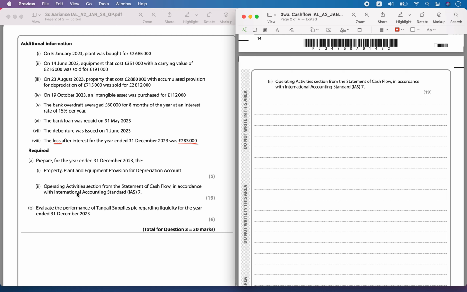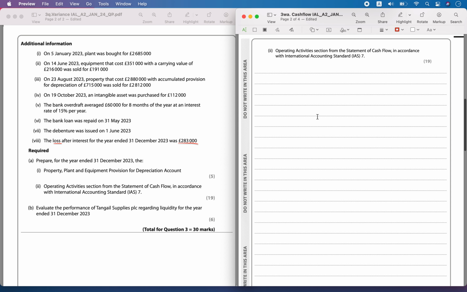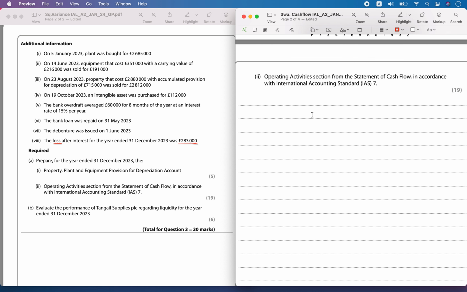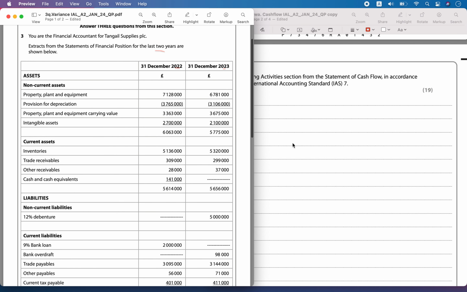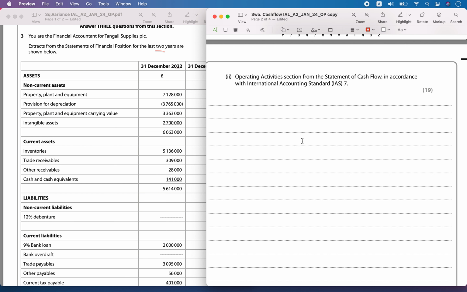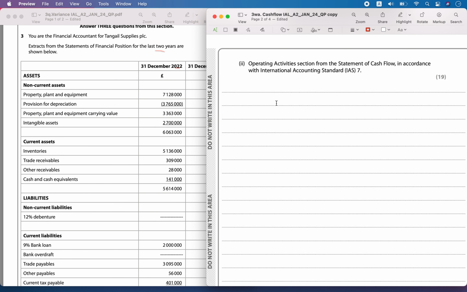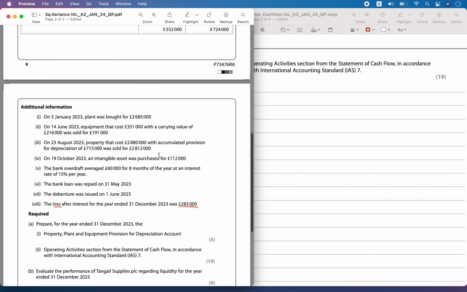Question number 3 Part A2: Operating activities section from the Statement of Cash Flow in accordance with the International Accounting Standards, IAS 7. So you are supposed to prepare the operating activities section of the Statement of Cash Flow in accordance with the international standards. Okay, so that is the requirement. So let's start preparing it.